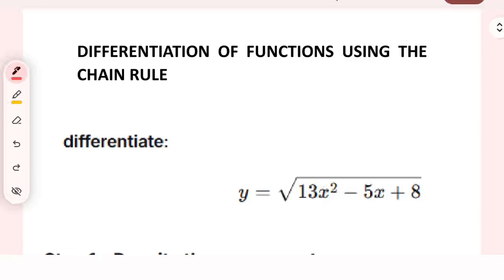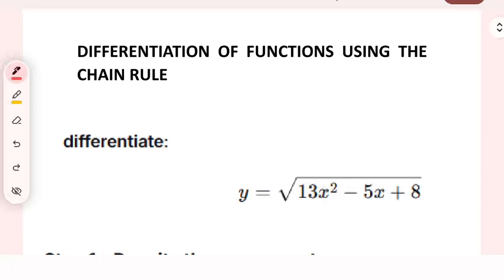So here we will discuss differentiation of functions using the chain rule. In our previous videos, we have discussed the differentiation of functions using the product rule. If you want to watch those videos, kindly go back to the previous videos and check how we would differentiate functions using the product rule. This time we will discuss the chain rule with this problem number 1.